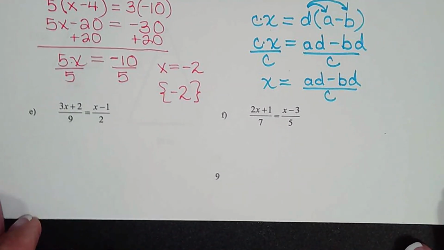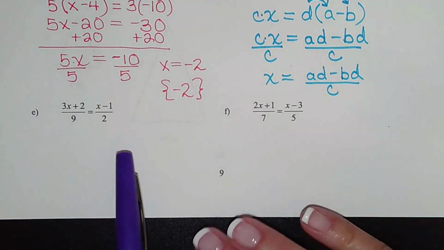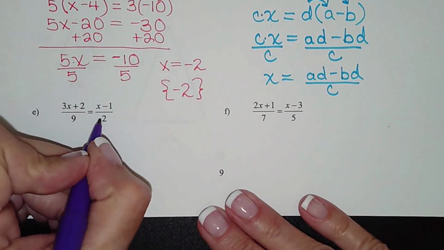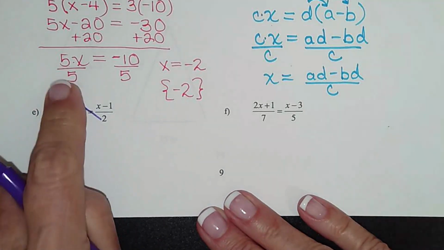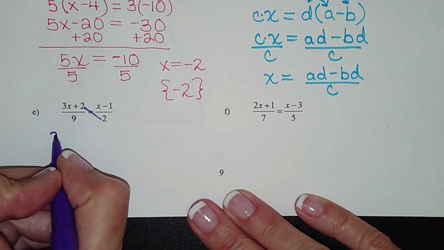Okay, for the next one, these two are the same, so we'll do the same thing. We'll first solve this one, and then I'll let you guys work on this one. So same thing, it's one fraction equal to one fraction, so we simply set our cross products equal.